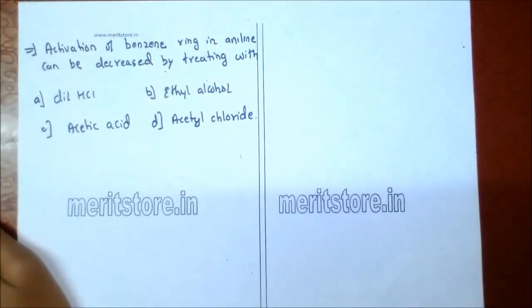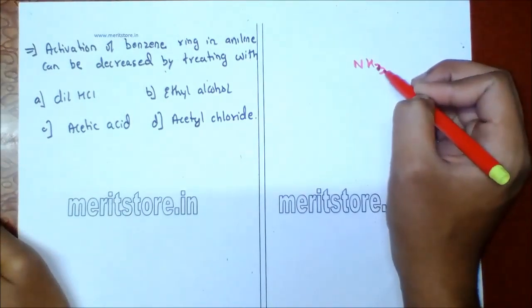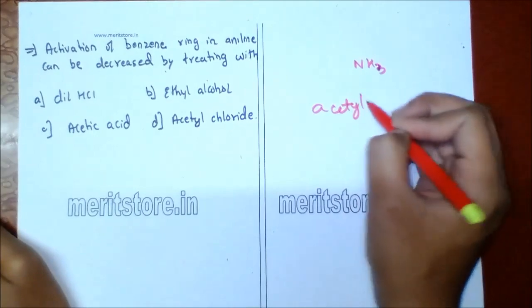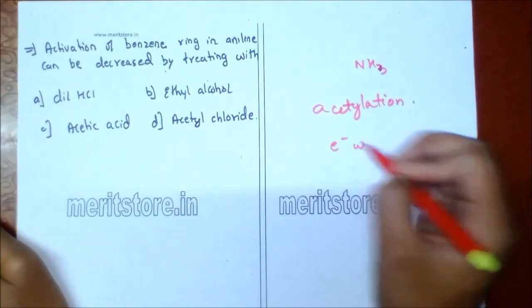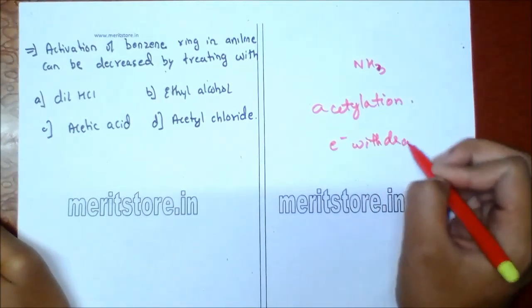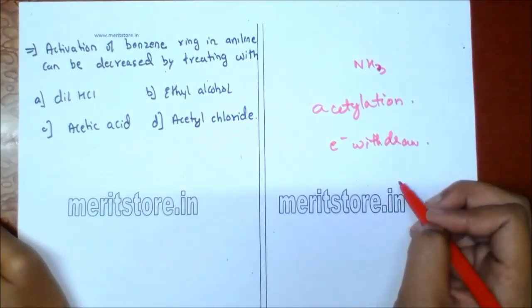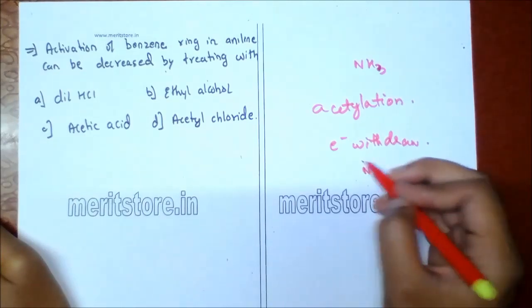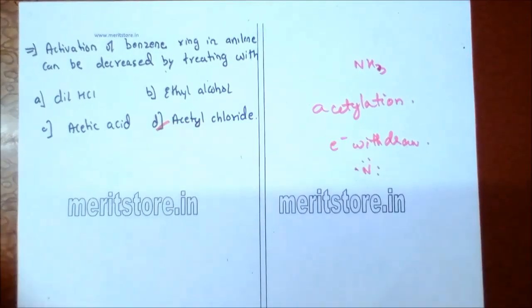Activation of the benzene ring in aniline can be decreased by treating with A. dilute HCl, B. ethyl alcohol, C. acetic acid, D. acetyl chloride. The activating effect of the amino group is reduced by acetylation. The acetyl group, being electron withdrawing, attracts the lone pair of electrons of the nitrogen atom towards itself. So option D is the correct answer.